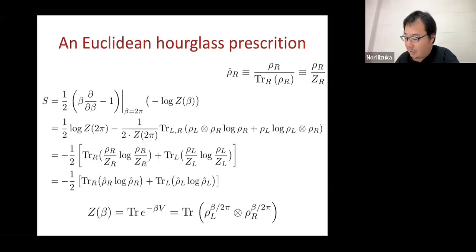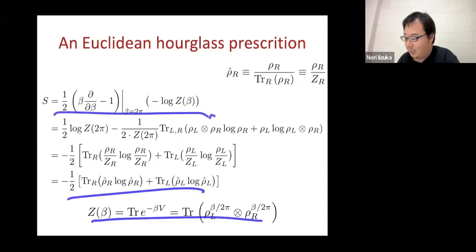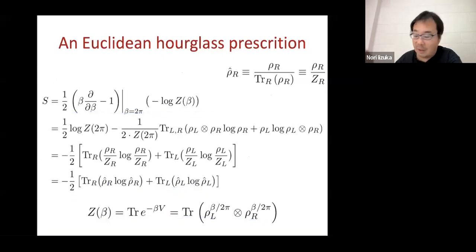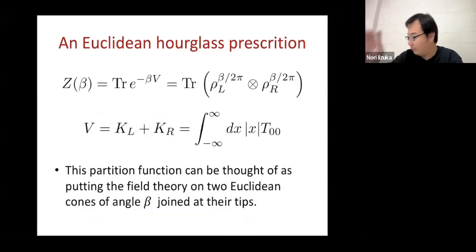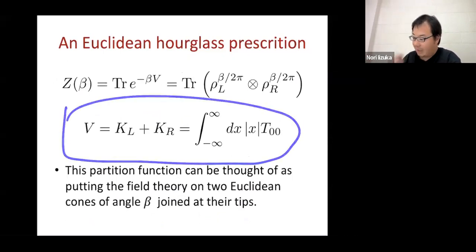V is associated, only formally, with the entanglement entropy, where you handle the left and right reduced density matrices on an equal footing. That's what we want to calculate. This partition function is very formal, and now there's an interpretation. What is this V?